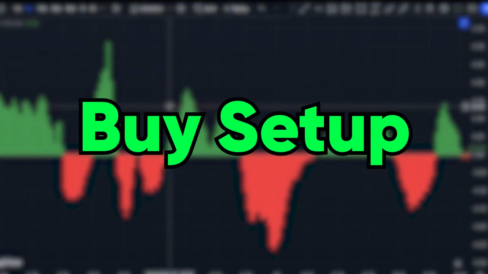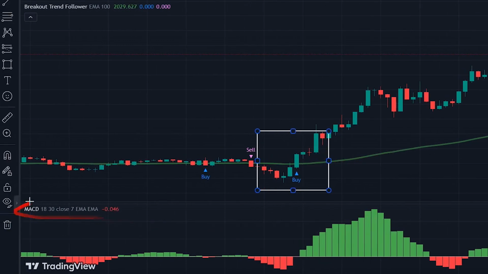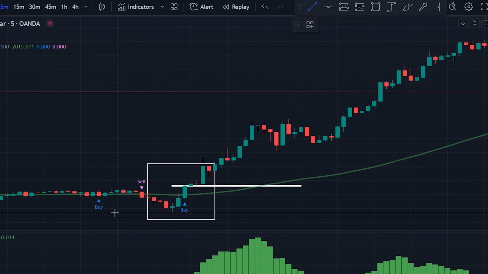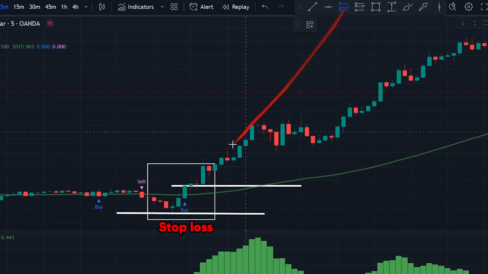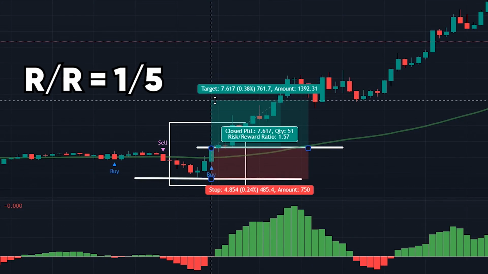Buy setup. Here we see a buy signal and a green candle that cross the MA line and change color from red to green on MACD. So this point can be a good entry point for us, and we can place our stop loss below the previous low of the market, and risk to reward ratio will be 1 to 1.5.